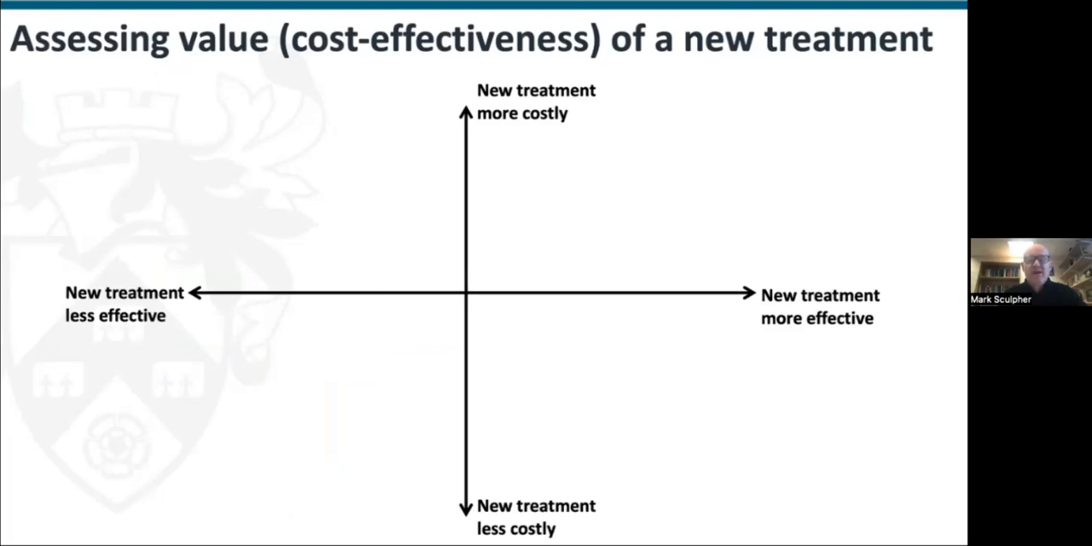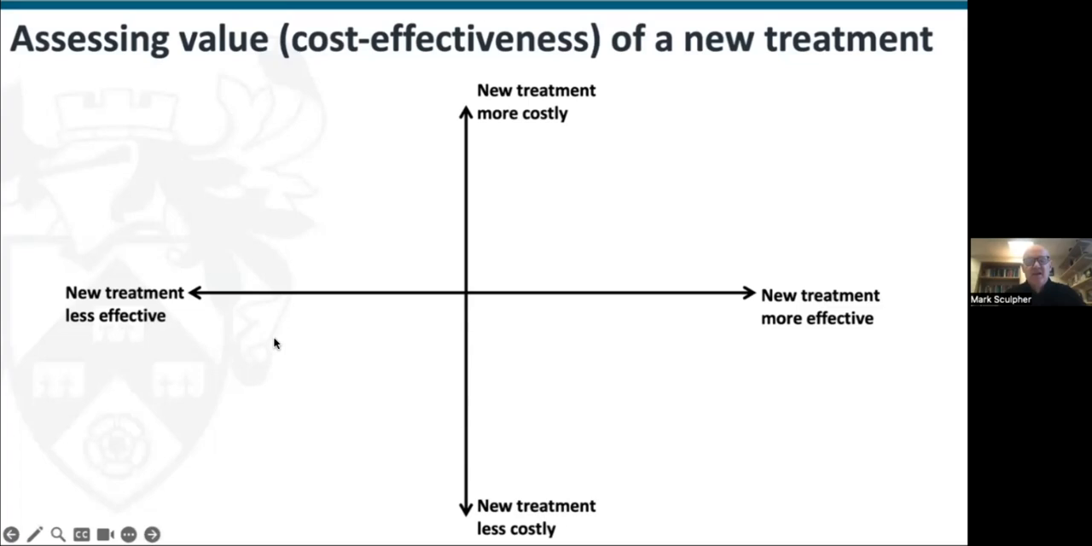Here we can think about a new treatment potentially replacing an old treatment. Very often, in reality, we're talking about a new treatment or a new investment of other types, prevention, system strengthening, replacing a whole host of existing ways of managing patients and potential patients. But let's keep it simple. New treatment replacing an old treatment. So we've got 4 quadrants here defined.